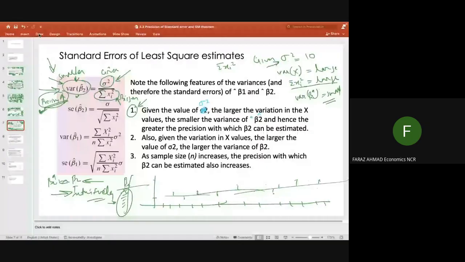Okay. So what is the meaning of being more precise? More precise means that we are closer to the population parameter. Now, let me not put it like this for a moment. Let me put it in another way.